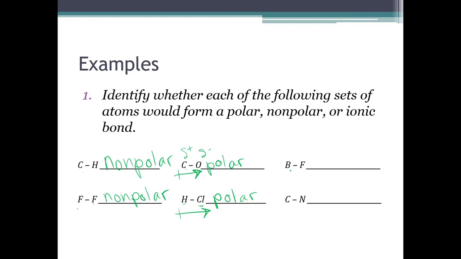Next, we have boron and fluorine. Boron was one of our low electronegativity elements. Fluorine is one of our high electronegativity elements. So it's going to be quite a bit more negative over where fluorine is, and this will be a polar bond. And last but not least, carbon is a low electronegativity element. Nitrogen is a high electronegativity element. Therefore, it'll be more positive where carbon is and more negative where nitrogen is, and this will be a polar bond.